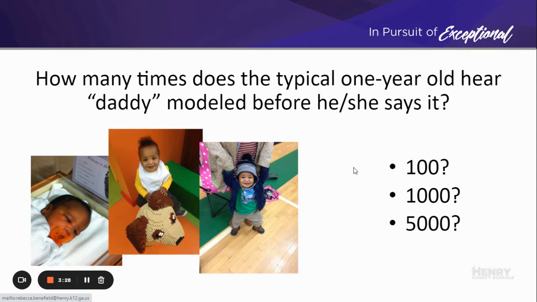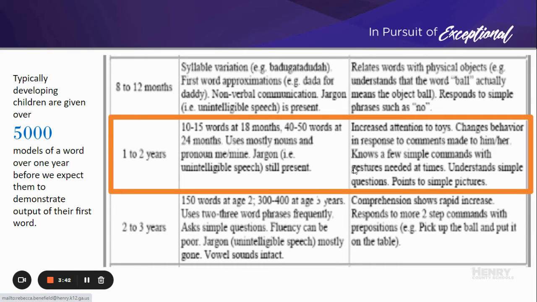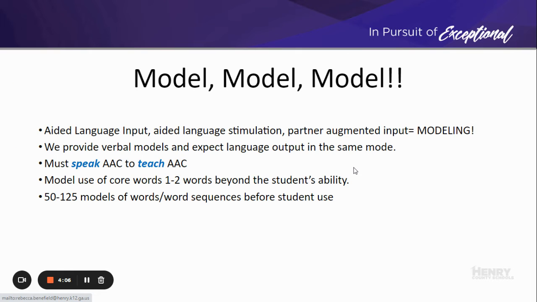So how many times do you think the typical one-year-old hears daddy, daddy, daddy modeled before he or she says it? Is it 100, 1,000, 5,000? What do you think? Take a minute, take a guess. So typically developing children are given over 5,000 models of a word over 1 year before we expect them to demonstrate their first word. So you're like, dada, dada, pick me up. You know, dada, pick up, mama, pick up, mama, put down, mama. So they hear that word about 5,000 times during their first year before we even expect them to say their first words.